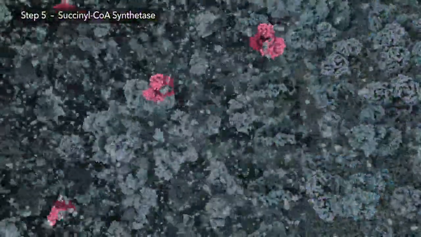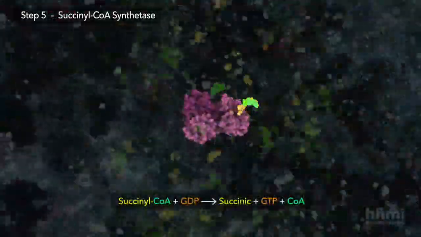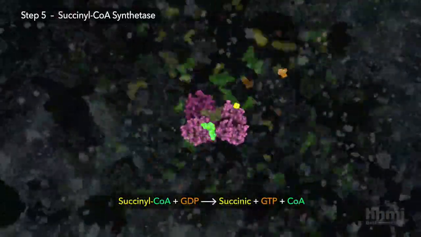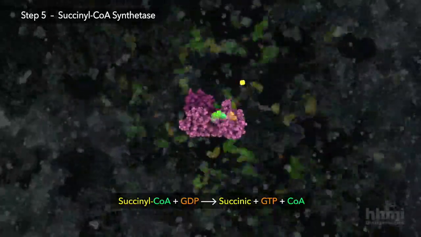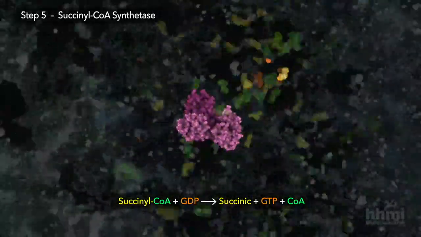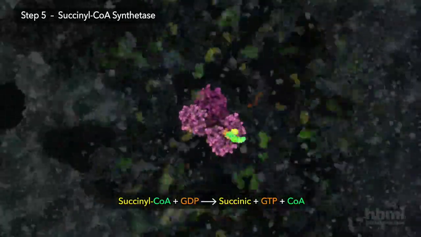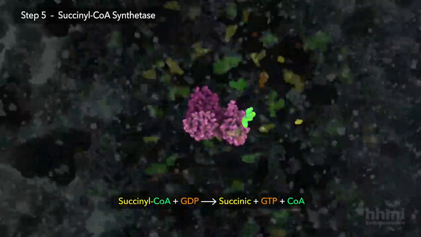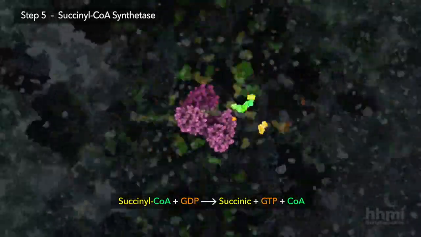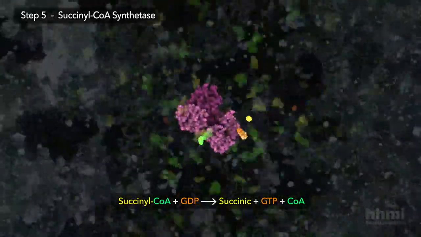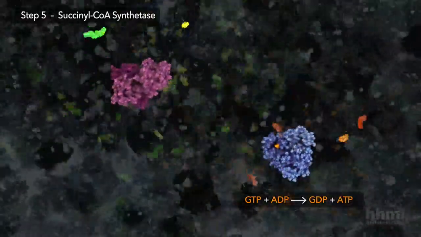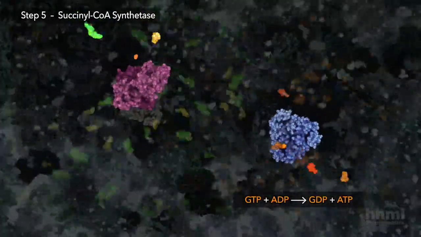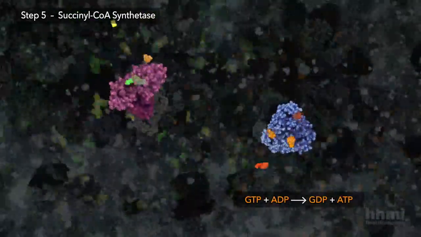Enzymes of step 5 separate succinyl from coenzyme A by breaking an energetic bond, providing enough energy to create GTP. GTP is a building block of RNA and an energy source for protein synthesis. In the most direct path to ATP from the citric acid cycle, other enzymes in the matrix can use GTP to make the chemical fuel ATP.